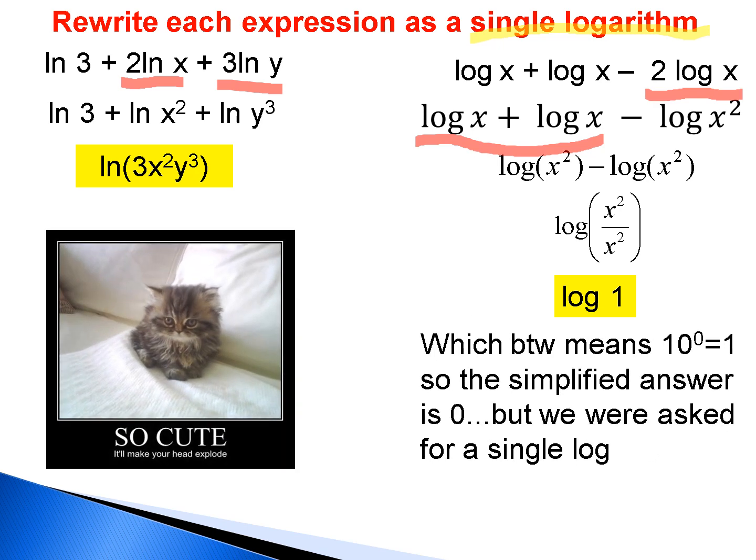Now, again, we've talked about which means 10 to the 0th equals 1. So the simplified or evaluated answer is 0. But again, we were asked to write it as a single log. That's why we've got to keep the log in there.